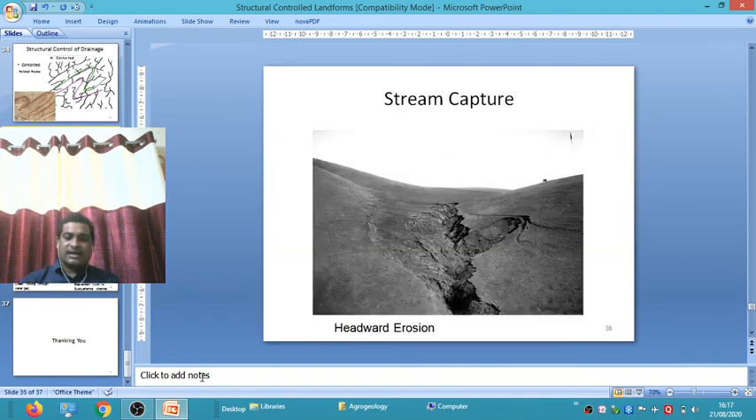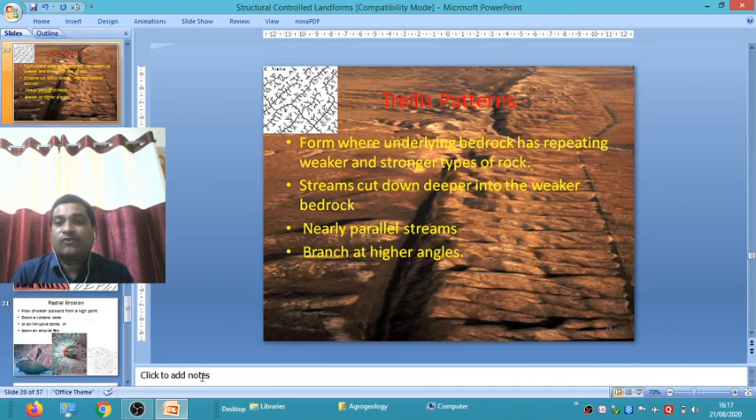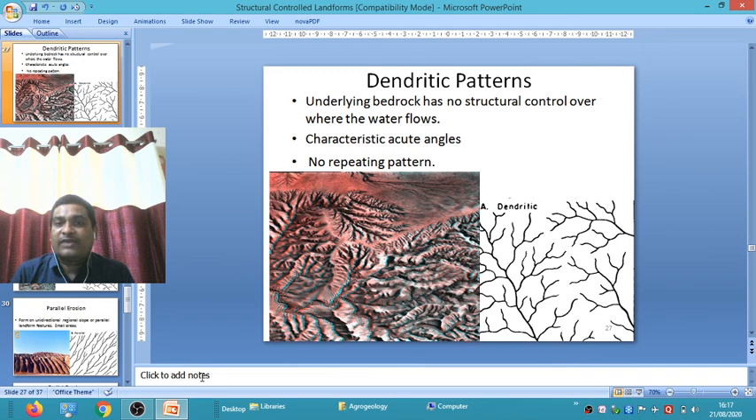These are the different structural control landforms as a part of geomorphology: fold, fault and drainage pattern. Fold and fault are directly related to structural geology and drainage pattern is directly related to geomorphology, but both landforms are responsible for the structural control of landform development. Okay, thank you.